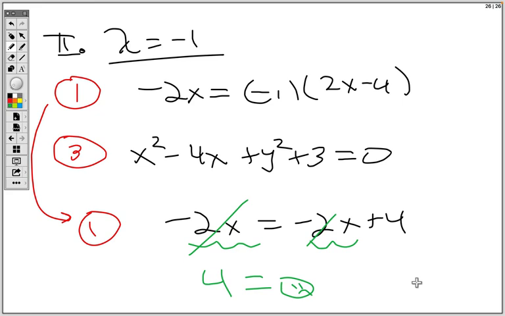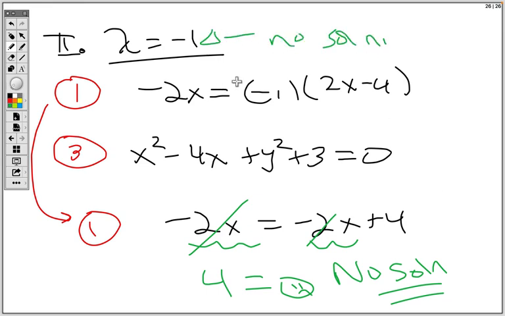So I get 4 equals 0, which means that there's what? There's no solution, okay? So there's no solution here. So the lambda equals -1 didn't give us anything, all right?